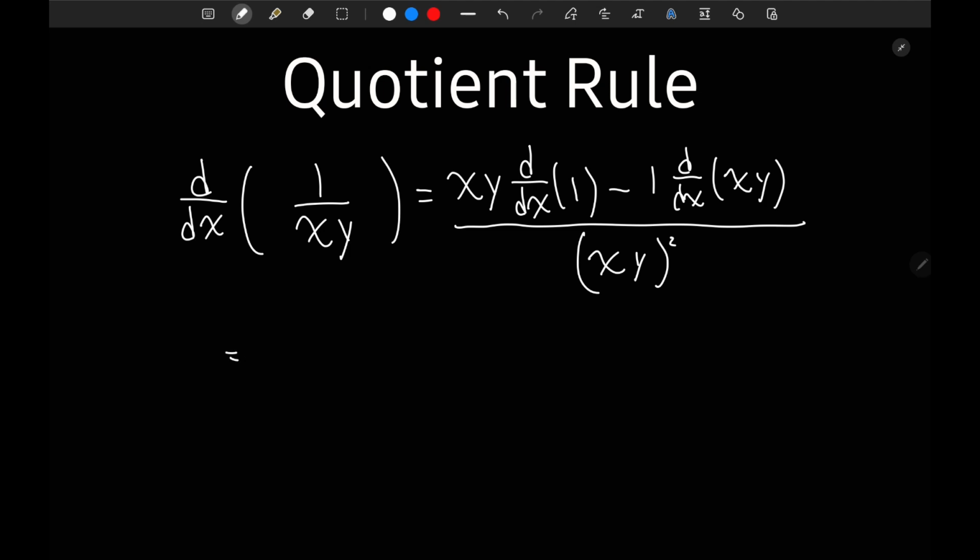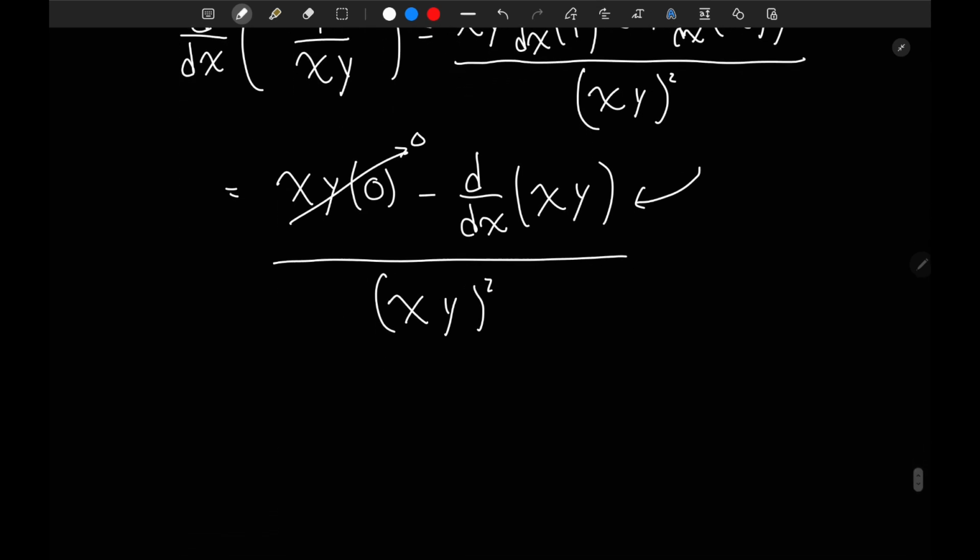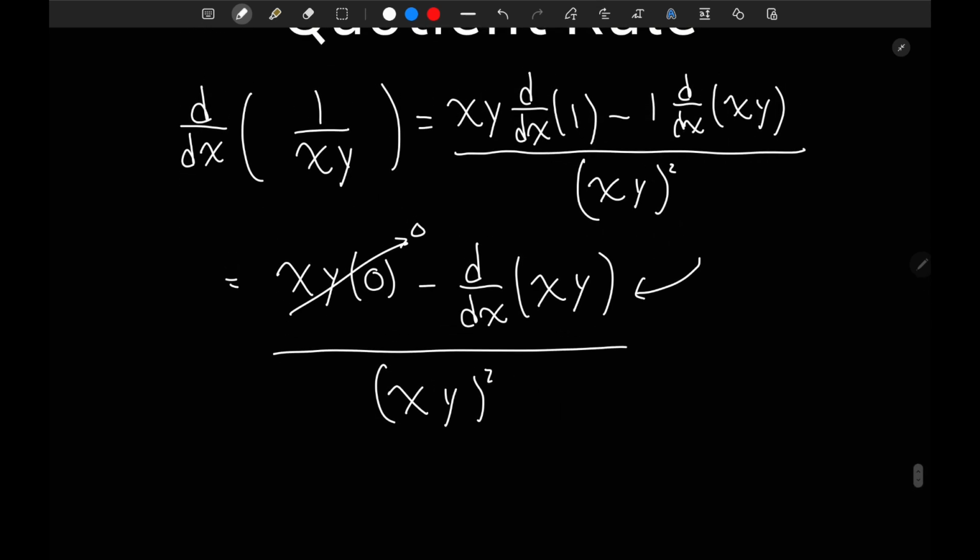And so we'll rewrite this out again, simplifying some stuff here. So we will have x, y, the derivative of a constant is just 0, and then we minus the derivative of xy. And so now here, this is actually going to be the product rule as well. And then all over the bottom squared. And this term here is multiplied by 0, and it's going to go to 0. So that's how we apply the quotient rule.